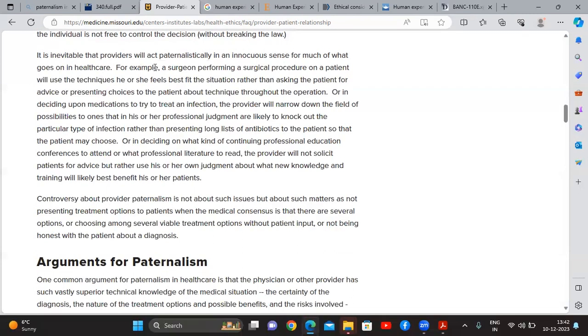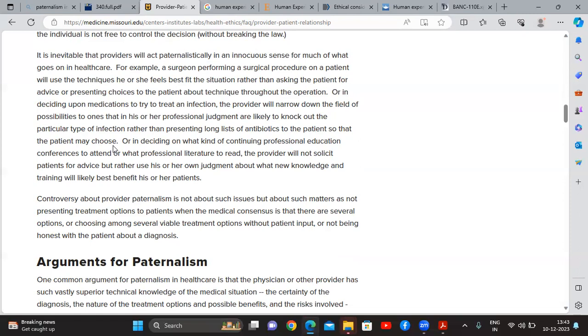Acha, let's read this example. For example, a surgeon performing a surgical procedure on a patient will use the techniques he or she feels best fit the situation rather than asking the patient for advice or presenting choices to the patient about the technique throughout the operation. Or in deciding upon medications to try to treat an infection, the provider will narrow down the field of possibilities to ones that, in his or her professional judgment, are likely to knock out the particular type of infection rather than presenting long lists of antibiotics to the patient so that the patient may choose. मतलब this occurs in various ways.